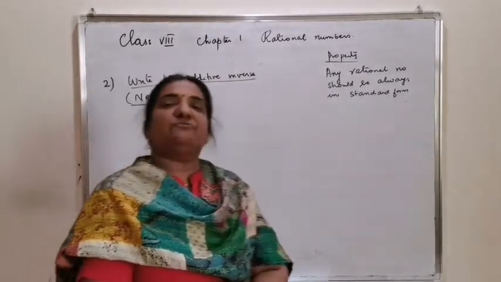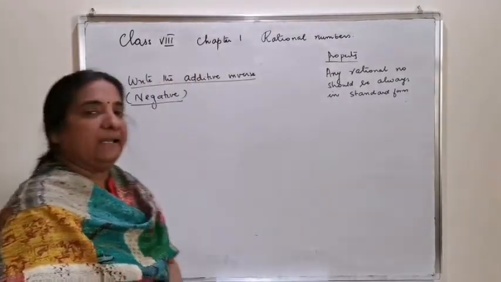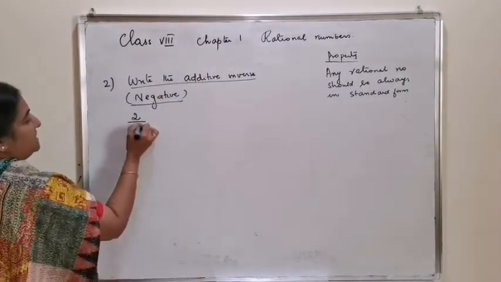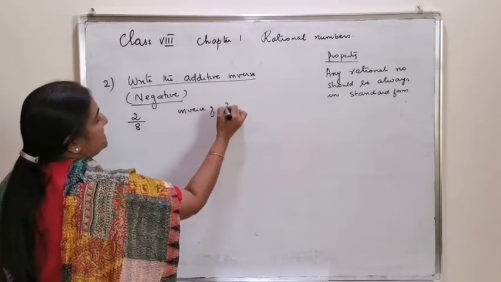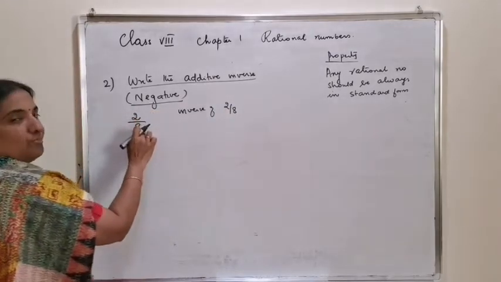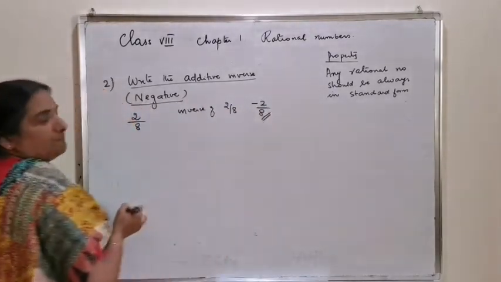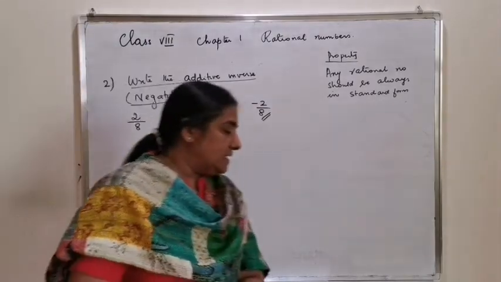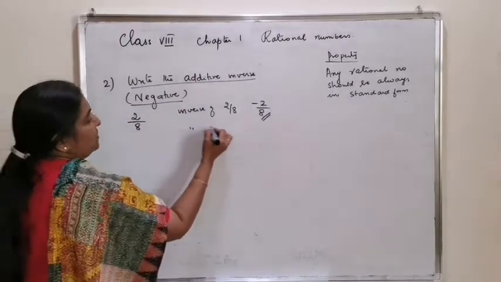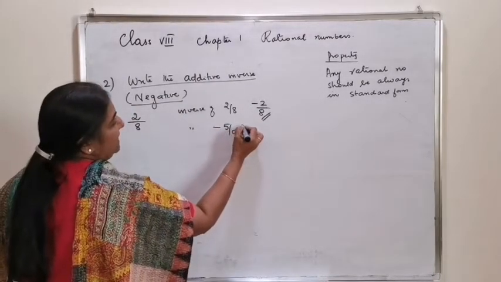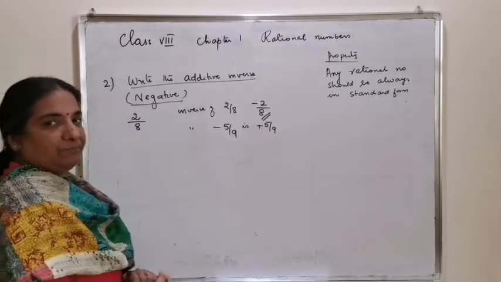Additive inverse means you have to write the negative. The first question is positive 2 by 8. What is the inverse of 2 by 8? It is negative 2 by 8. The next question is minus 5 by 9. The inverse of minus 5 by 9 is positive 5 by 9.